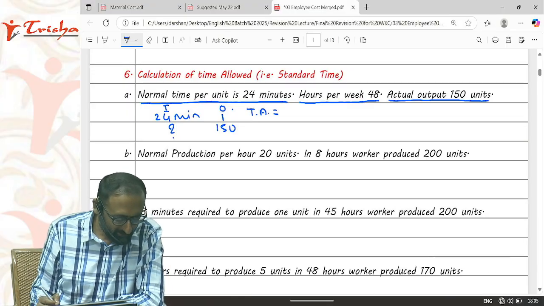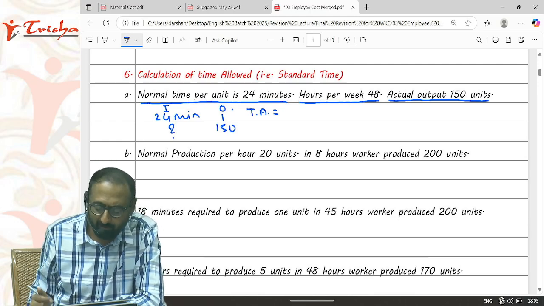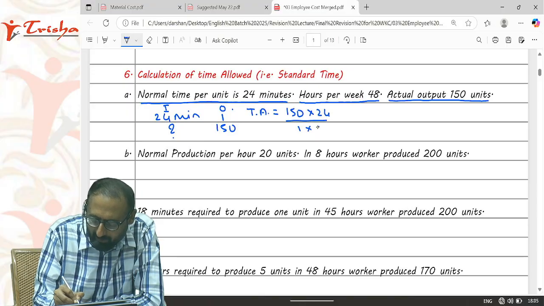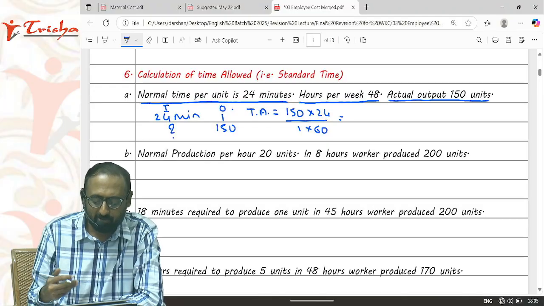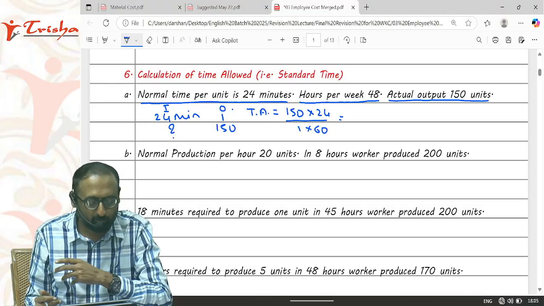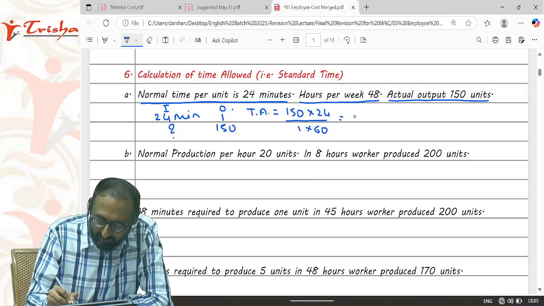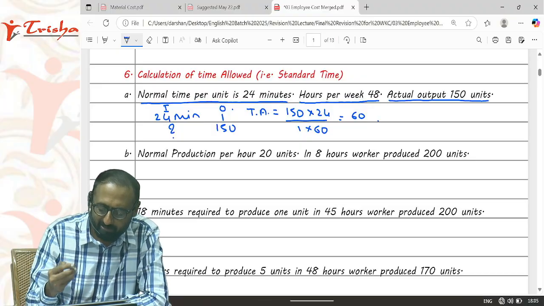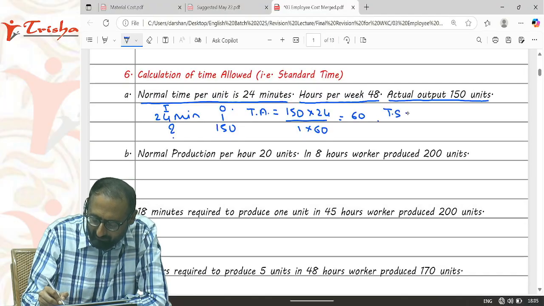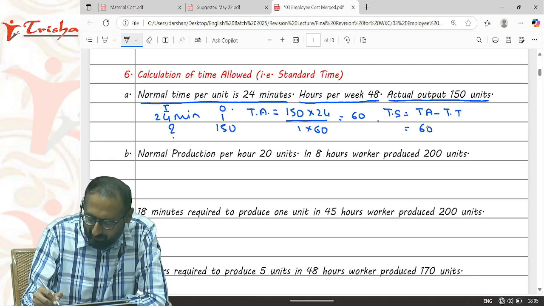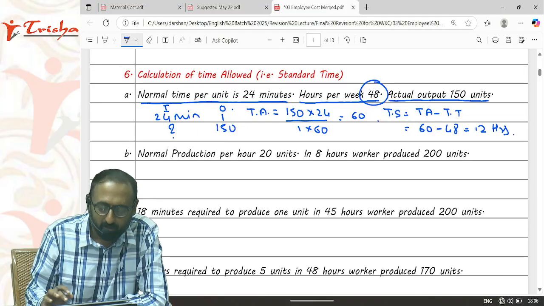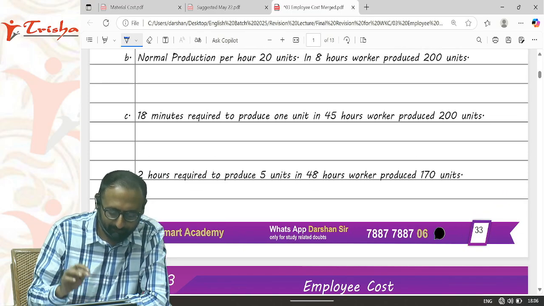Online students, face to face batch students, please tell me how to calculate time allowed. Is it 150 multiplied by 24 divided by 1 divided by 60? Please tell me how much will be the time allowed to produce those 150 units. Is this 60 correct, guys? Immediately after you calculate the time allowed, you can calculate time saved. Time saved is time allowed minus time taken. Time allowed is 60 hours, time taken given in the question is 48 hours, so 12 hours will be saved by you.